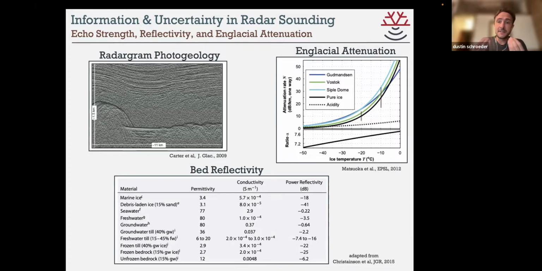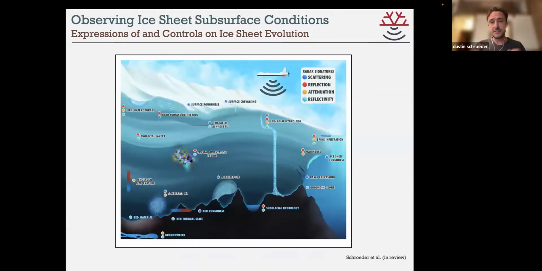It also depends a lot on temperature. You see the curve in the top right. The warmer it gets, the more rapidly it absorbs energy, and that ranges from 1 dB per kilometer to like 50 dB per kilometer. So these are big old knobs being turned as the ice gets warmer or colder, wet or drier on the bottom. And as a community of radioglaciologists, we study all sorts of things inside the ice sheet using those signals.